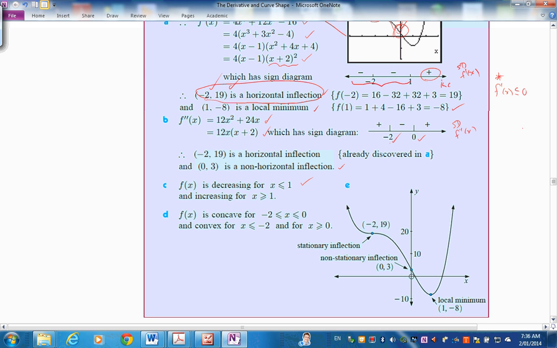Concave and convex, so we can either use this or use our graph now. So concave down is going to be from -2 to 0, and concave up or convex is x less than or equal to -2, and over here anywhere from here upwards, because this is our point of inflection. That's where it's changing curvature from concave down to concave up, sometimes called convex. In the IB, they suggest using concave up and concave down.